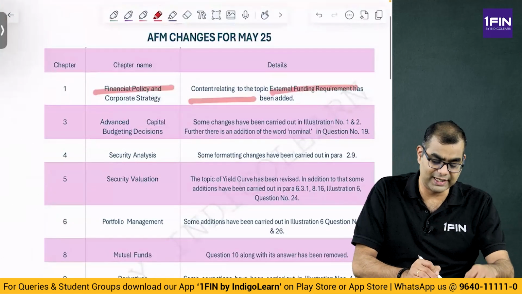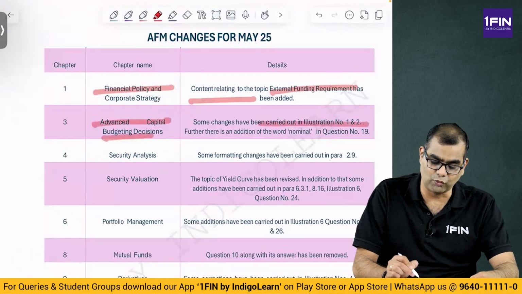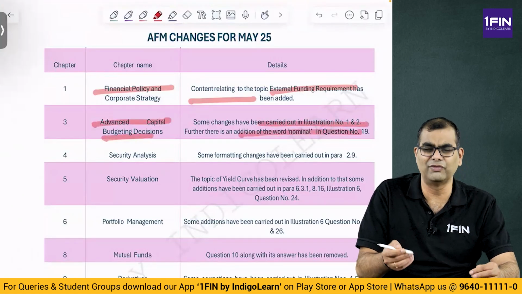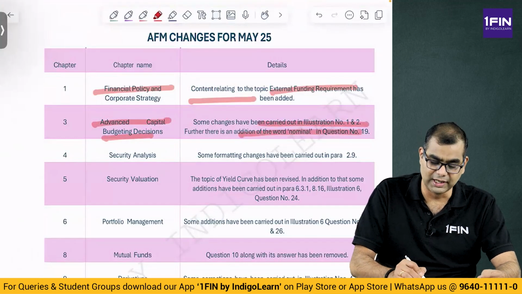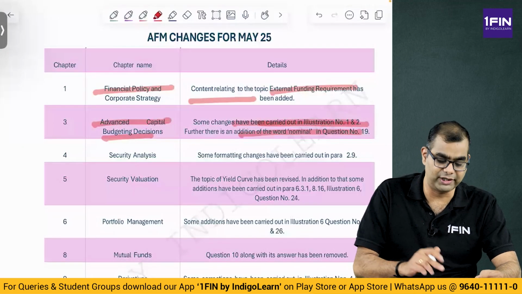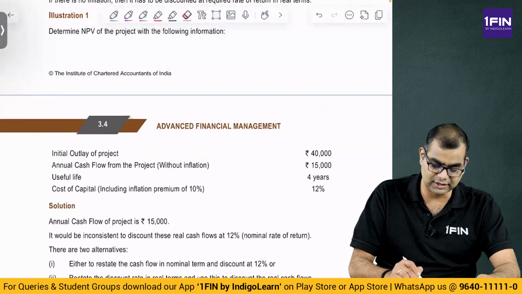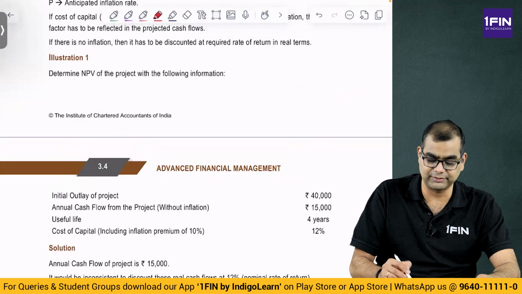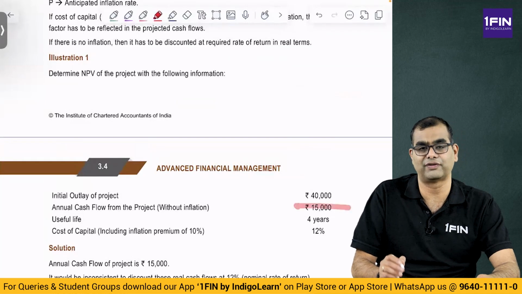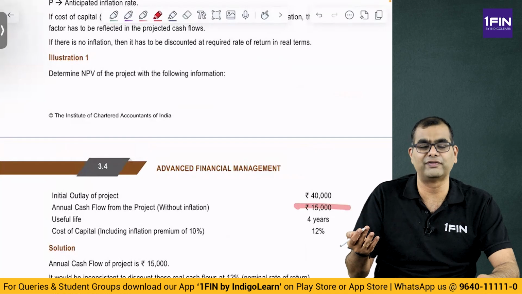That's the first change. Second, advanced capital budgeting decisions. They have made changes in illustration 1 and 2. Then there is some word nominal which they missed out in some discount rate that they added. That is inconsequential, don't bother. Changes in illustration number 1 and 2. What are these changes? In this chapter, I told you also there is this question where they had given depreciation value, and you have to compute nominal cash flows from real cash flow, and basically for real cash flow you have to account for inflation and all of that.